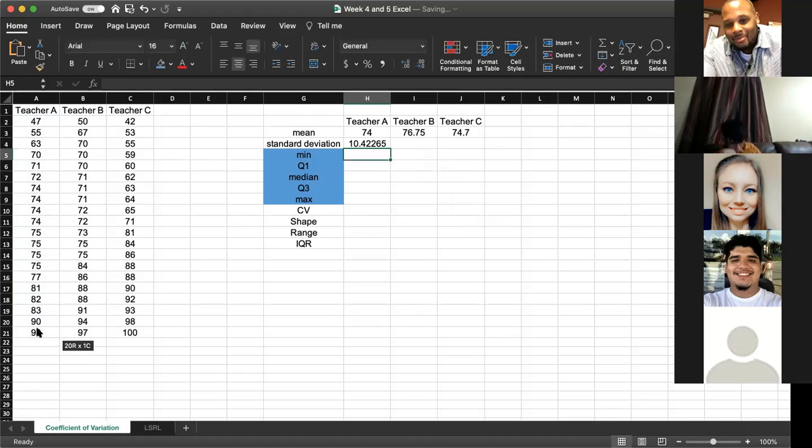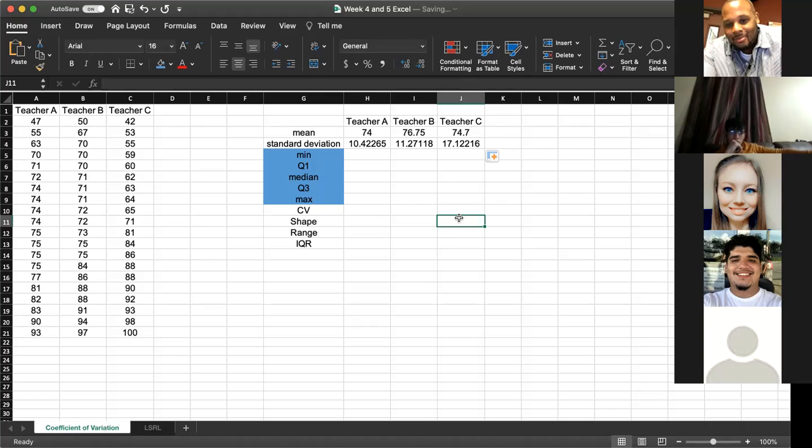Close that. We get this right here for teacher A. Drag across. There you go. Right now, who looks to be more consistent? A or B? I mean, A, B, or C? A. Teacher A looks to be more consistent, right? Which means that their values are closer to the mean. Even though teacher B has a higher mean, the values of A are closer to the mean.